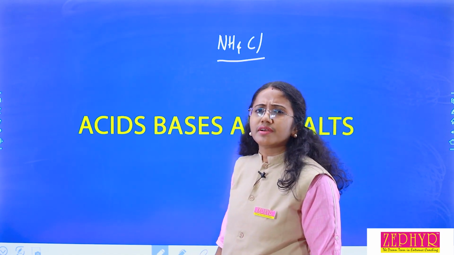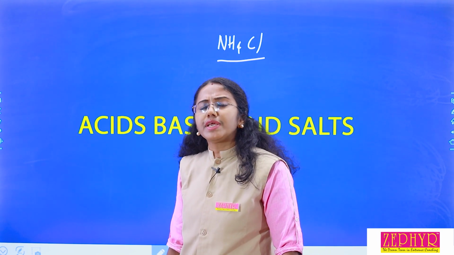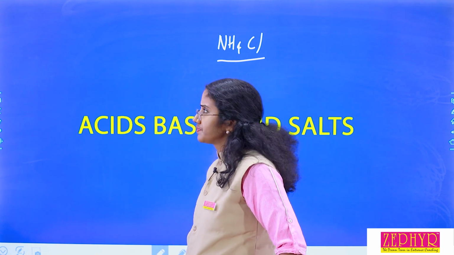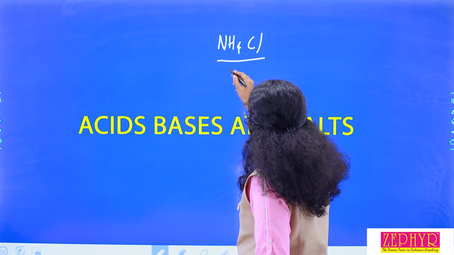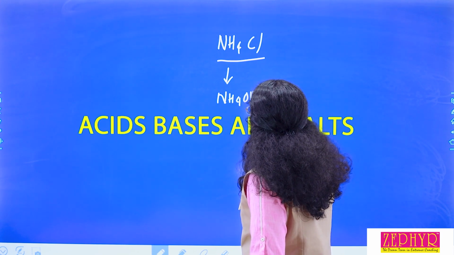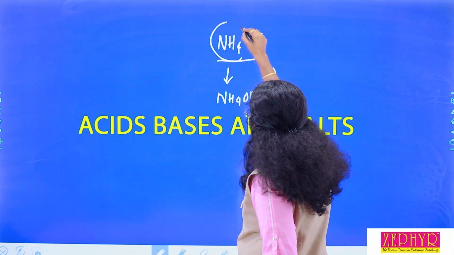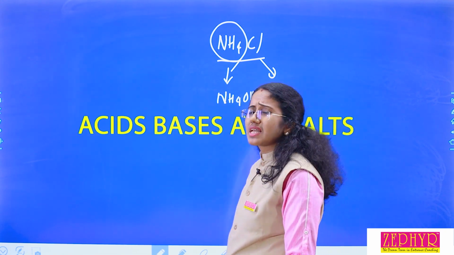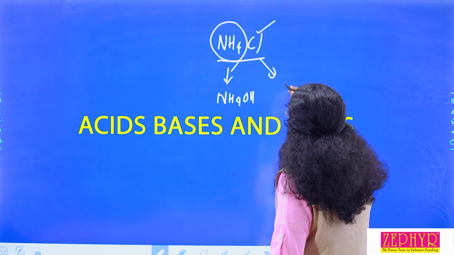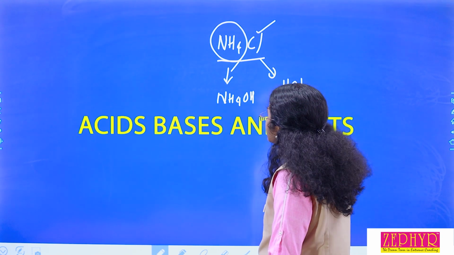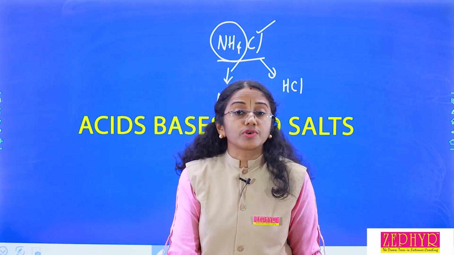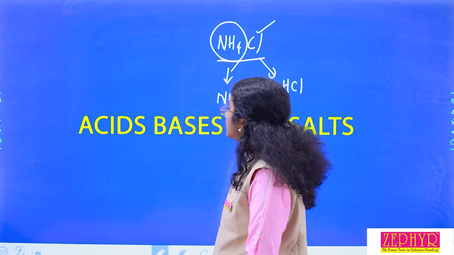From the formula of a salt, we can predict which is the acid and which is the base. Ammonium chloride: the base is ammonium hydroxide, this is the basic part. That part comes from the base and this part comes from the acid, HCl. So for ammonium chloride, the acid and base are ammonium hydroxide and HCl.